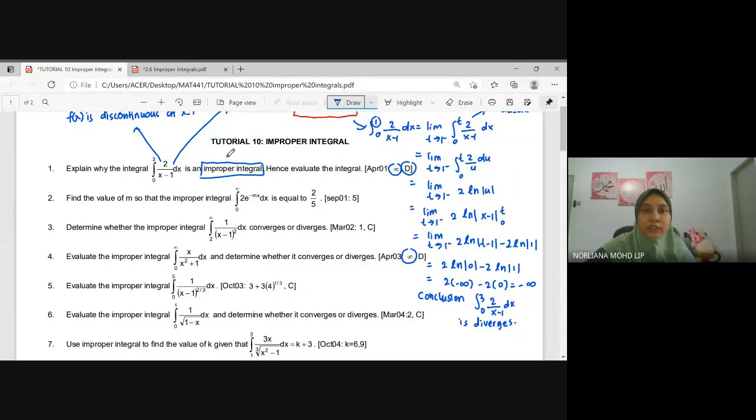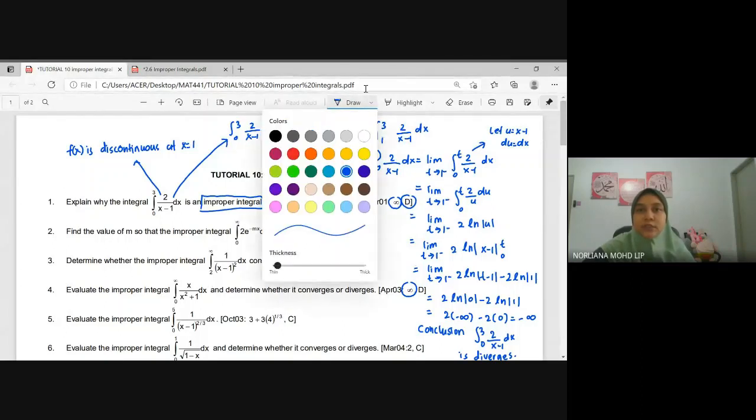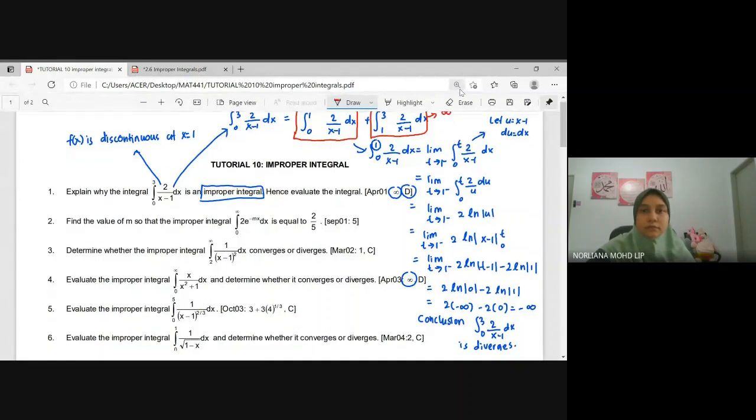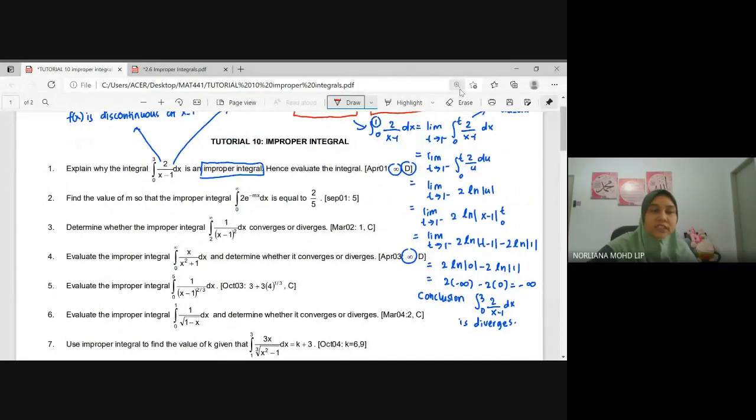Term yang kedua je ni. Kalau cari term yang kedua kat sini, jawapan yang ni jawapan infinity lah. Ini awak dapat infinity. Nanti ni awak cuba buat number 2 ni. Cari nilai value M.